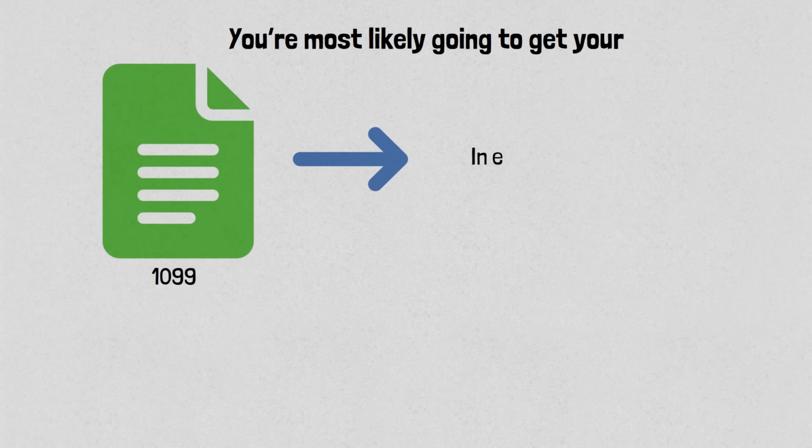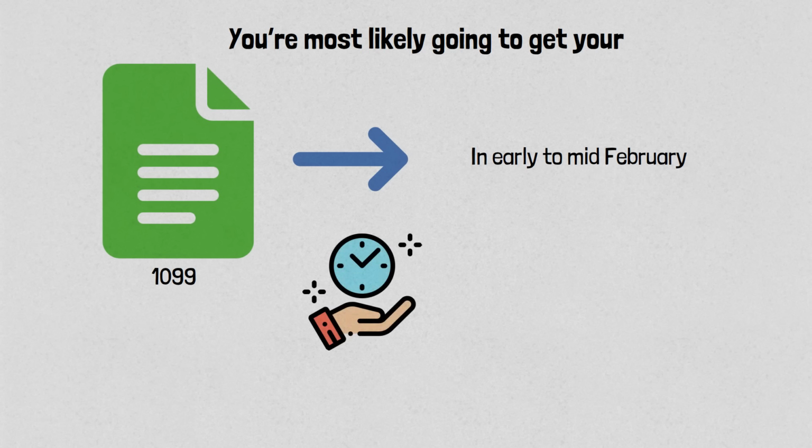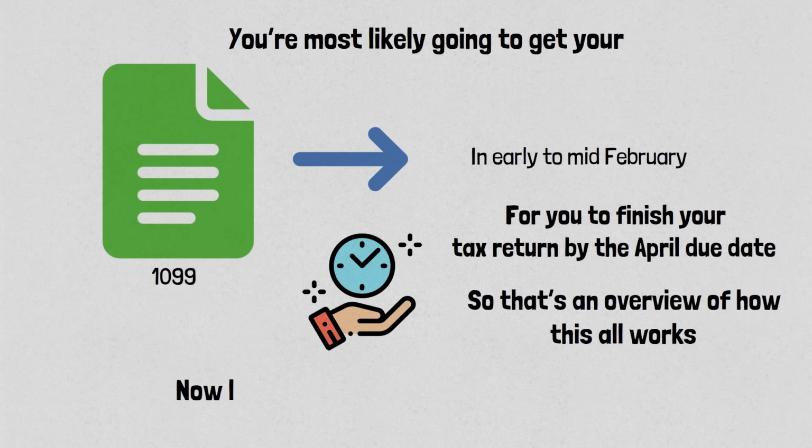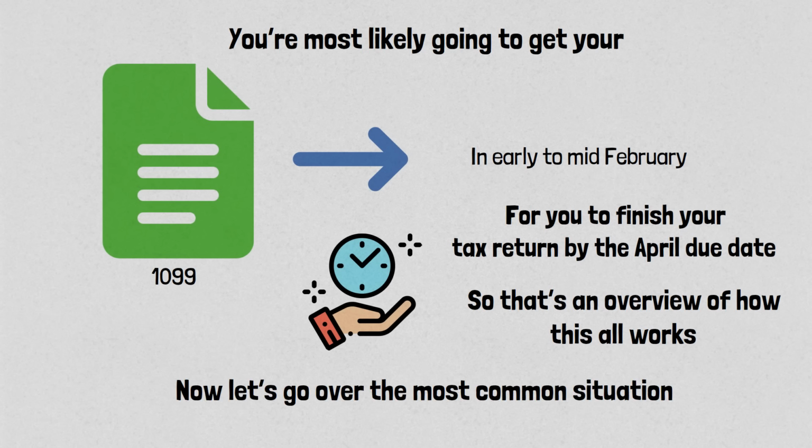That's why brokerage accounts cannot immediately generate your tax documents on January 1st. So you're most likely going to get your 1099 tax document in early to mid-February, which should be enough time for you to finish your tax return by the April due date. So that's an overview of how this all works. Now let's go over the most common situations.